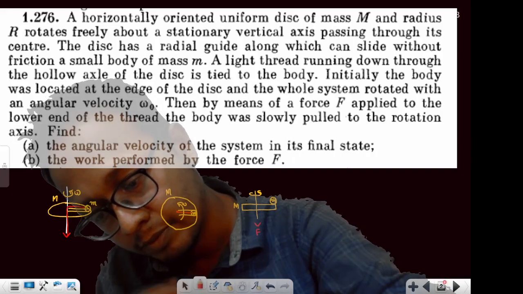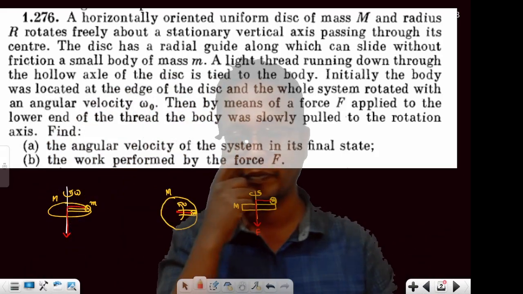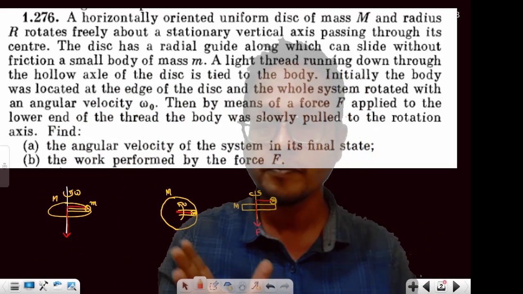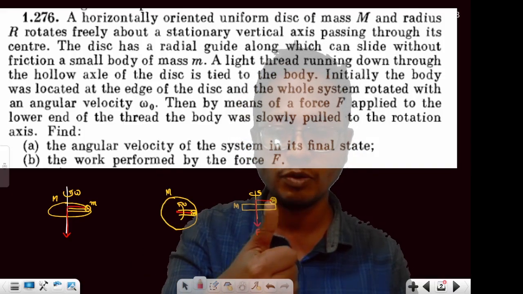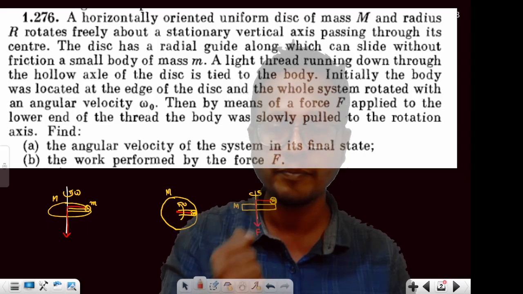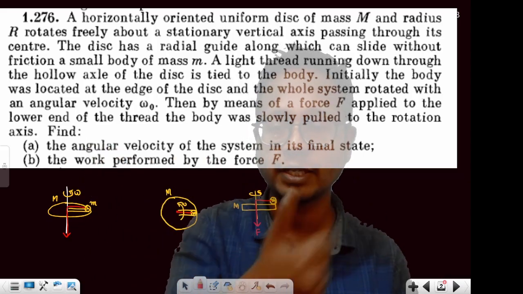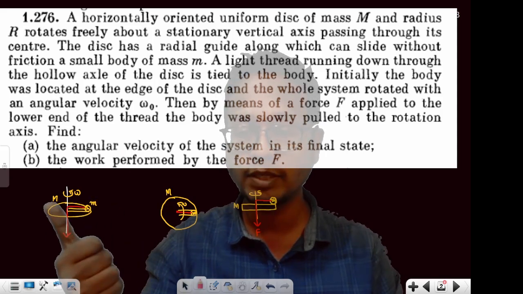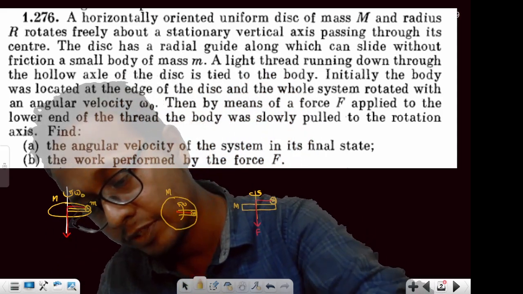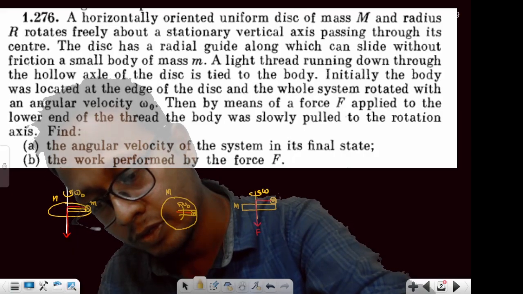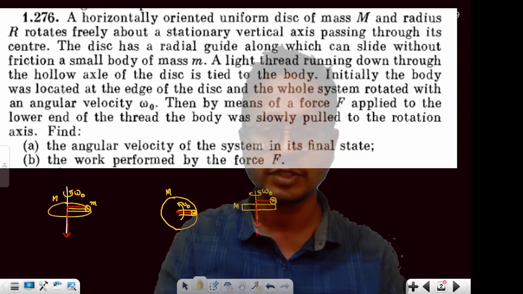So let me draw the rope. This is the rope that is being passed to the center of the disk, and someone is pulling it out here. Understood the setup of the question. Now the question is asking, when I pull this thread, this ball goes to the center of the disk. What is the angular velocity of the system in its final state? That means initially the whole system was moving with angular velocity omega naught. And when this ball is at the center, what would be the angular velocity?